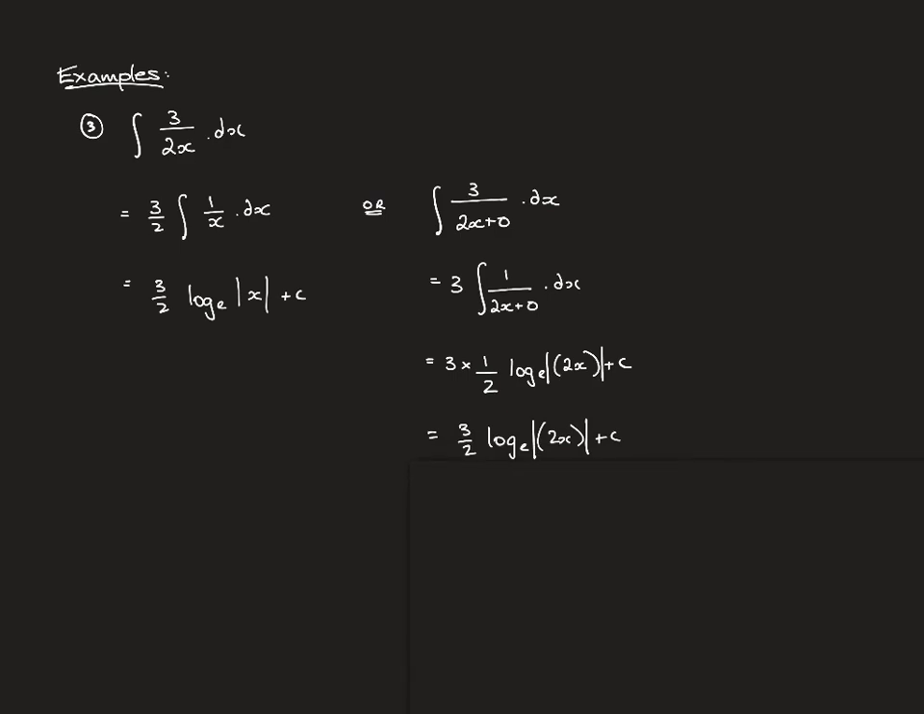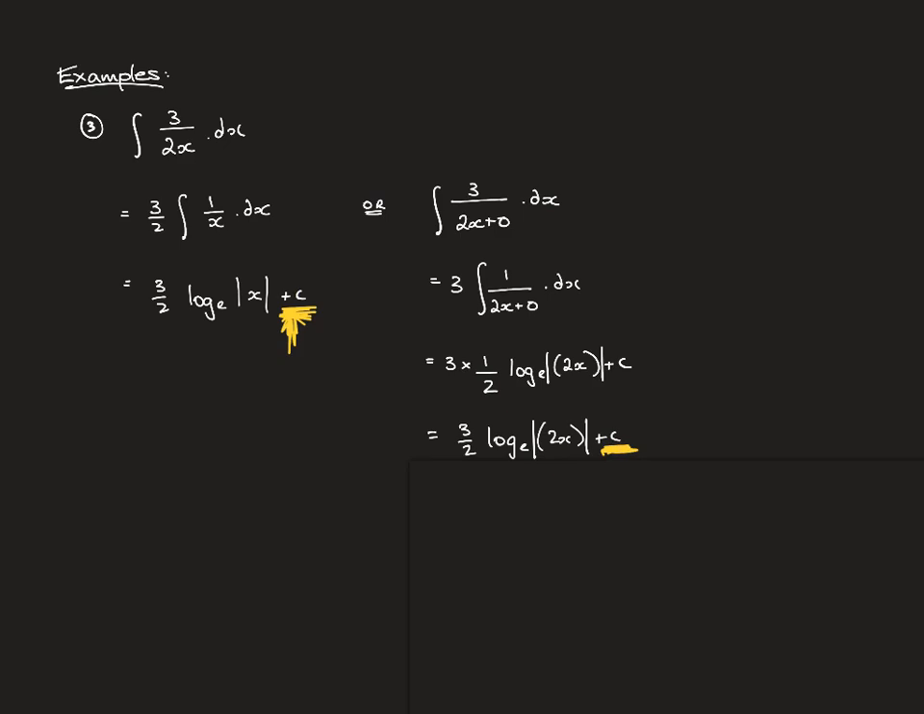Now those two answers look different, so how is it that 3 on 2 log e to the modulus of x is the same as 3 on 2 log e to the modulus of 2x? And the answer is in this plus c thing here, the constant. This allows us to say that these two things are different, because this c value here is a different value to this c value here. It's just some constant, and this is another constant.